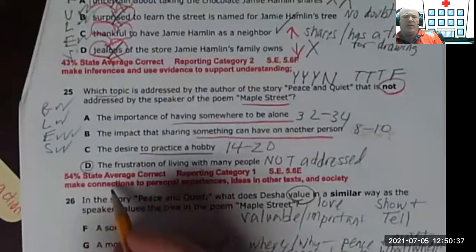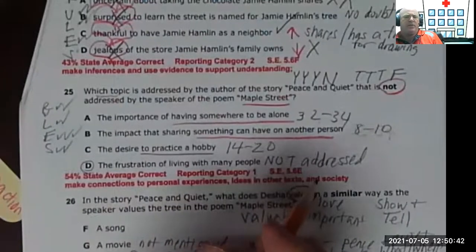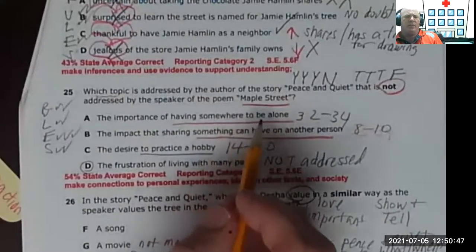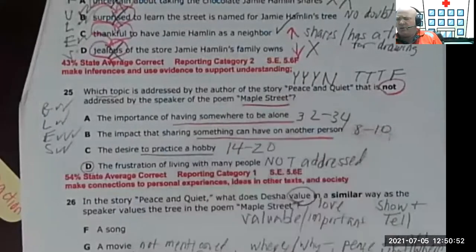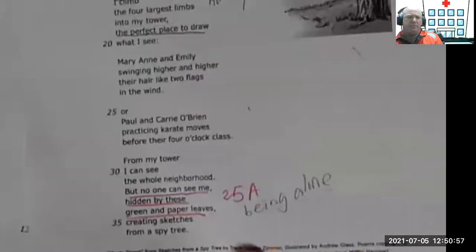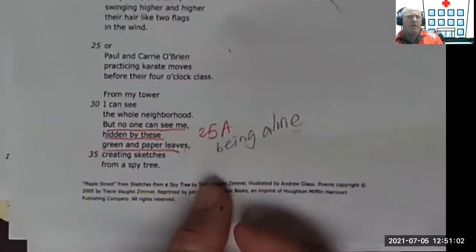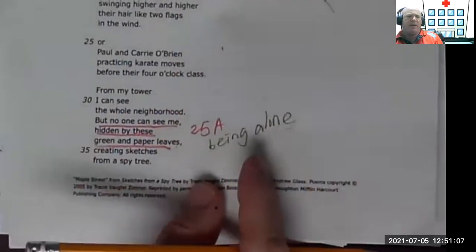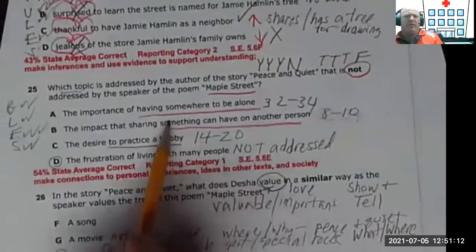Making the connections to personal experiences, ideas, and other texts and society. So, the importance of having somewhere to be alone. Well, if I look at Maple Street, lines 32 through 34 say, no one can see me hidden by these maple, green and paper leaves. 25A was the importance of having somewhere to be alone.